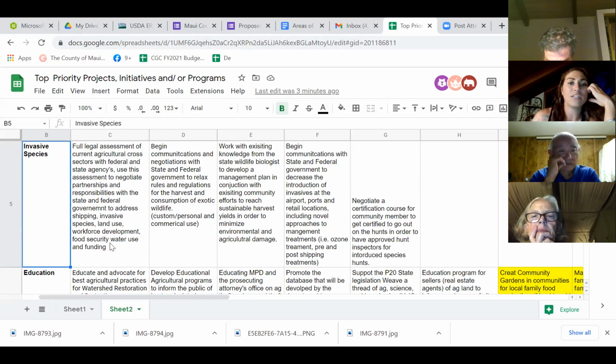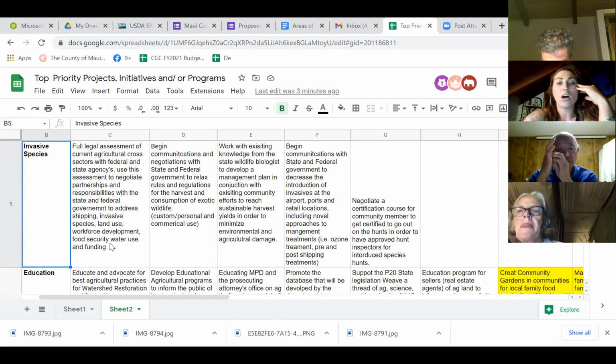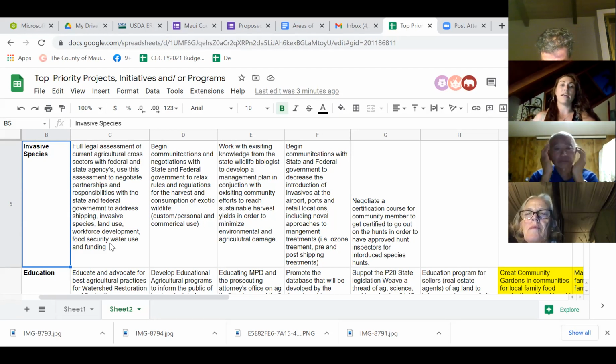No? Okay, the next one is begin communications and negotiations with state and federal government to relax rules and regulations for the harvest and consumption of exotic wildlife, both custom, personal use, and commercial use. Work with existing knowledge from the state wildlife biologists to develop a management plan in conjunction with existing community efforts to reach sustainable harvest yields in order to minimize environmental and agricultural damage.